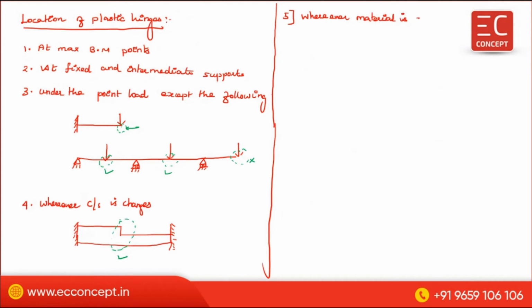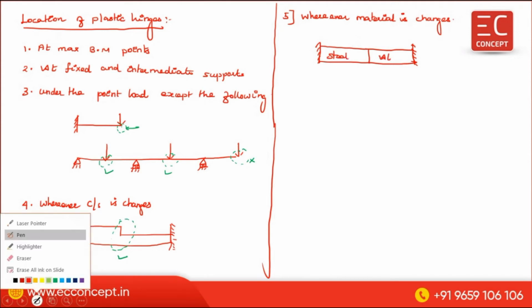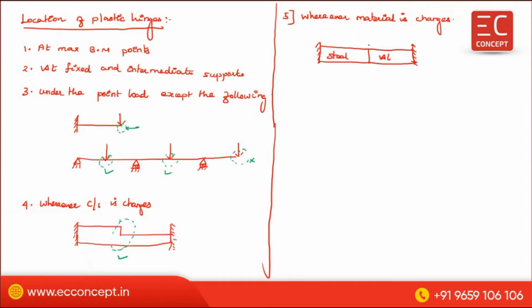Wherever the material changes. That means there was a beam or an axial element having two materials, for example steel and aluminum. At the interface, because of these two different materials, a hinge develops. That hinge is also a plastic hinge.